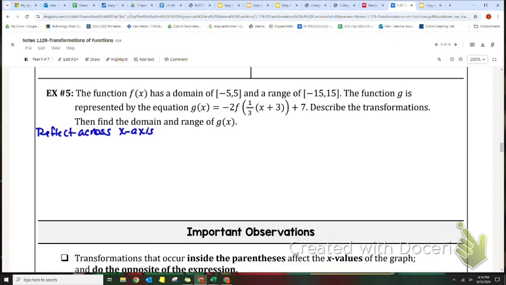The 2, it's not inside with x, so it's vertical. It's being multiplied. Multiply by 2, things get bigger, so it's going to be a stretch by a factor of 2. Now that 1/3 is a horizontal dilation. It's horizontal because it's inside with x. It's a dilation because it's being multiplied by a factor of 1/3.